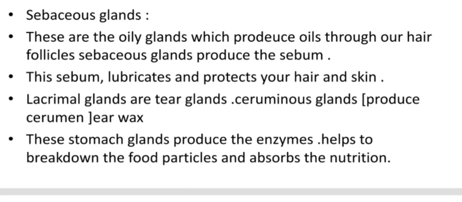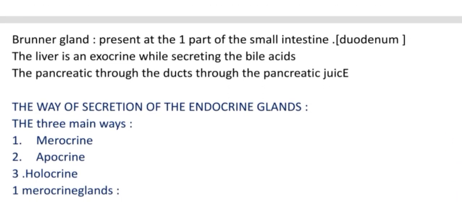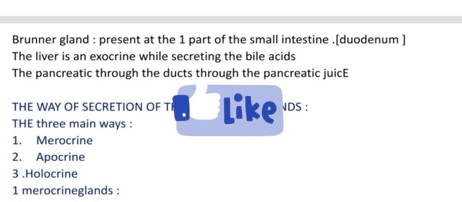Okay, and the stomach glands, where we get the enzymes produced. Why? Because we need enzymes which break down the particles and absorb the nutrition, right? Because of them breaking food into small particles, it is easier to absorb the nutrient content present. And Brunner glands. We know the small intestine is divided into several parts. The Brunner gland is present at the first part of the small intestine, also called the duodenum.